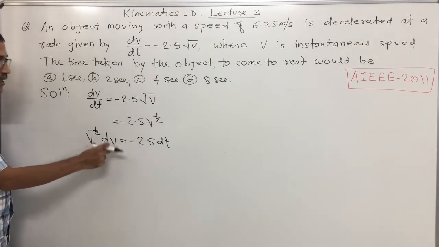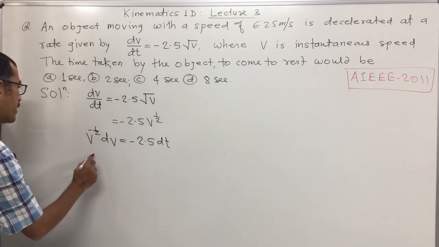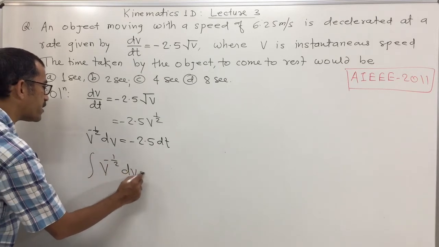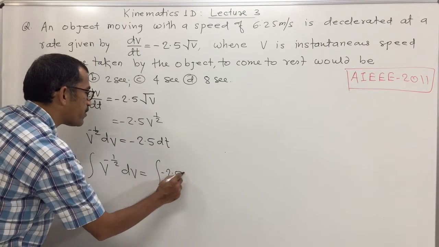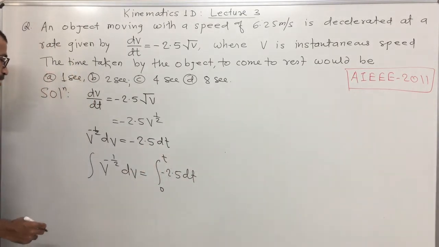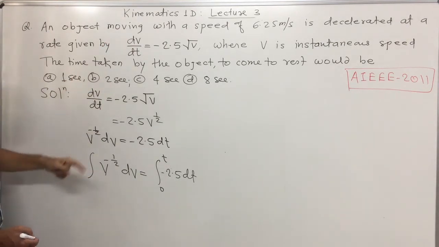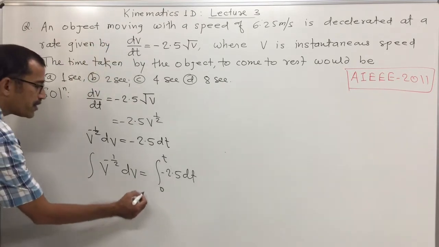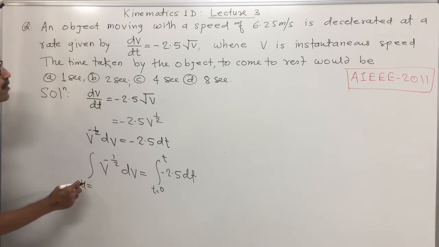Now we'll integrate this equation. इसको अगर integrate करते तो what will get? Integral v raised to minus half dv equal to, this is what? Integral of minus 2.5 dt. This one varies from 0 to t, and this velocity will vary from what? Initially when t is 0, right? Moving with a speed of 6.25. That means when t is 0, ये जो velocity means initial velocity is what?